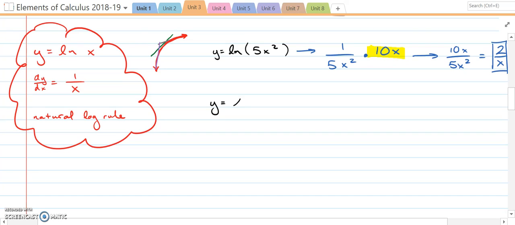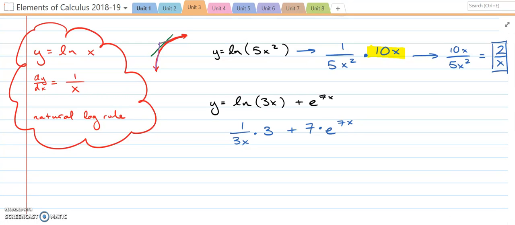Let me talk to you about y equals ln of 3x plus e to the 7x. Just like the power rule, if you have two different terms, treat them separately. Just do it. The first one is our newest rule, the natural log rule, which says it becomes 1 over 3x times 3 plus 7 e to the 7x. That's that exponential rule. Yes, you still have to go ahead and do your simplification, but this is what you end up with. 1 over x plus 7 e to the 7x. Done.